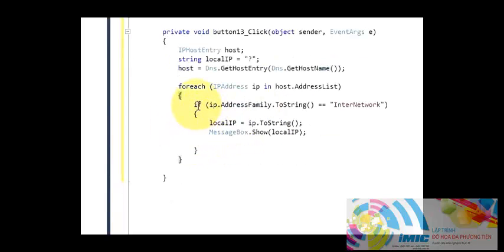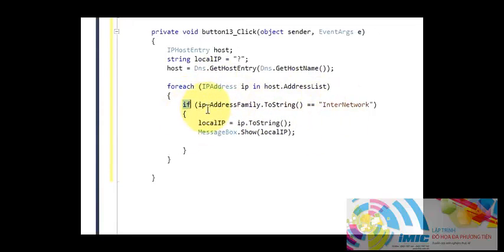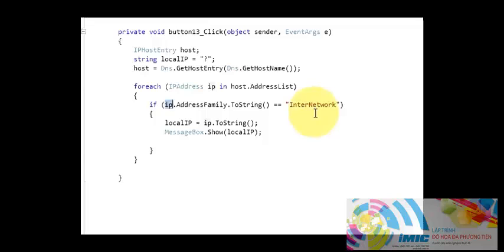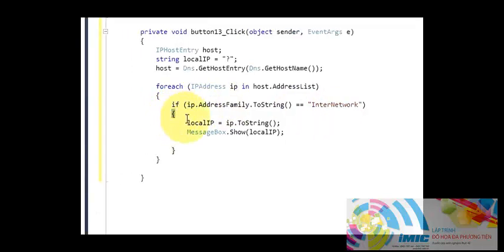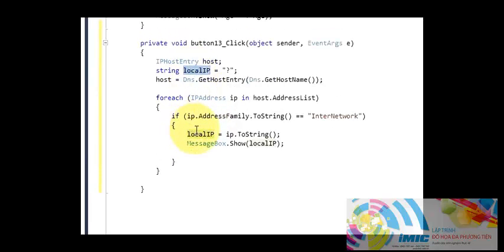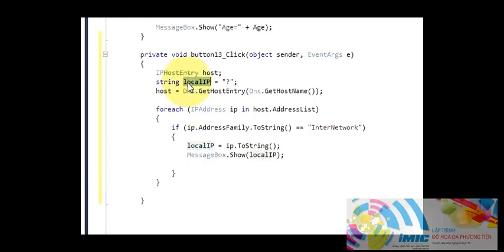So write this, and then in the next line write an if condition, and in the if condition argument you pass this ip variable.AddressFamily.ToString() is equal to, in double quotes, write InterNetwork. In this if condition I'm just copying the IP in the form of a string into this string variable. So write localIP, which is this string variable, is equal to ip.ToString(). And I'm just showing this local IP in the message box. You can show it in the list box also, which will show the whole list, but I will show it in the message box.